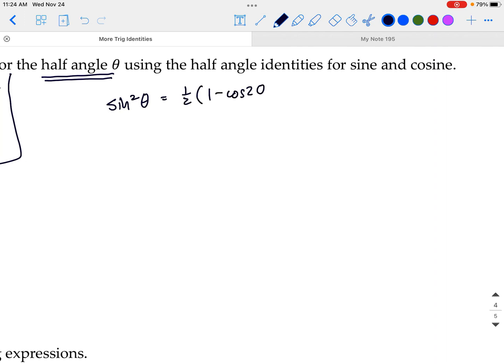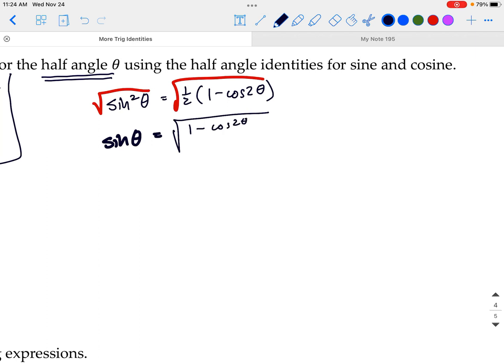So we'll note that that's 1/2 times 1 minus cosine 2 theta from above. So to get the half angle identities, we just take this power reducing identity and square root both sides. So in other words, sine of theta is equal to the square root of 1 minus cosine 2 theta divided by 2, or 1/2 times 1 minus cosine 2 theta.